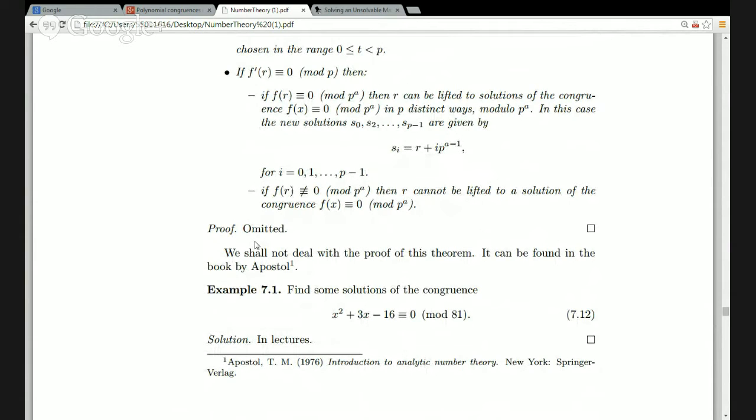I'll clear the board in case we want to put some stuff on the board. Maybe I'll just leave that there. So the problem we're going to look at is x squared plus 3x minus 16 congruent to 0 modulo 81. And 81 is, of course, 3 to the power 4. Now, please stop me at any time as we're going through this if you want to ask questions or get clarification. Feel free to do that.